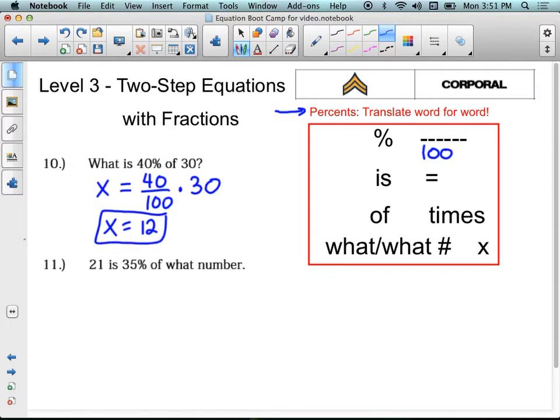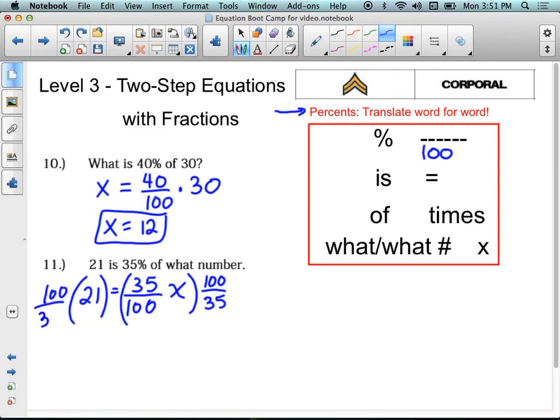Let's try another one where we just translate with this word for word translation. 21 is 35%, percent means over 100, of, that's times, what number? By putting the 35 over 100 touching the x, that means I've got multiplication. So how am I going to get x by itself? Well, I'm going to multiply by the reciprocal, 100 over 35.